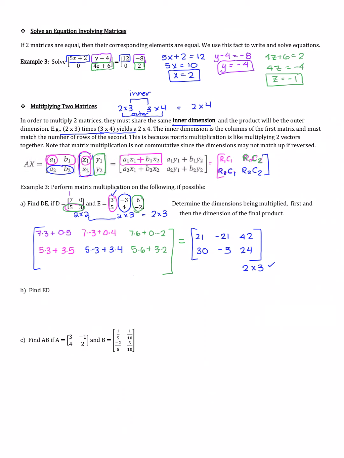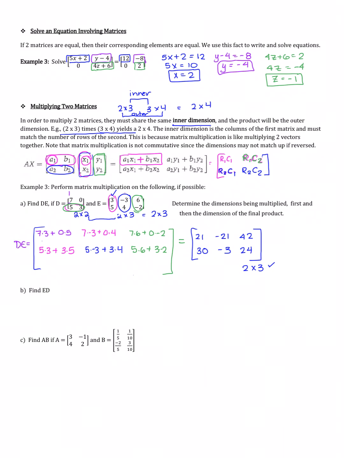Now, sometimes, because you have to have this matching of the inner dimension, multiplication is not necessarily going to be commutative, meaning A times B is not going to equal B times A. It will work always when you have a square matrix, but so this was D times E.